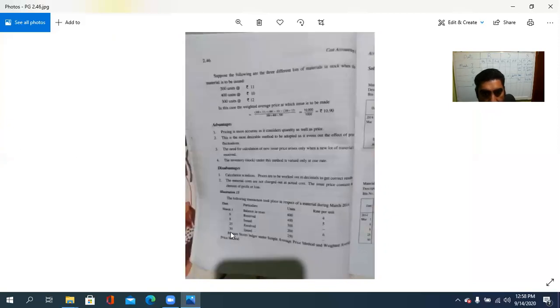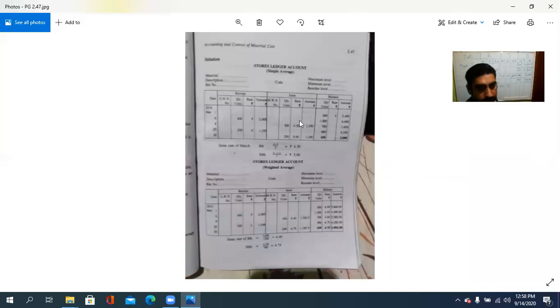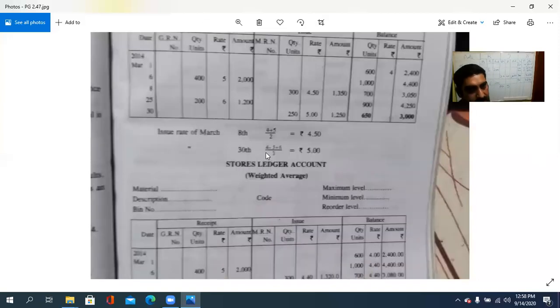And then next is what? 30th, issued 250. 250 units are issued on the 30th. How is it to be done? With the three prices, 4 plus 5 plus 6. How much? 6 plus 5, 11, plus 4, 15, divided by 3, that is 5. So with that, the 5 we are taking as the price. Look, in this way, on the 30th: 4 plus 5 plus 6 divided by 3.